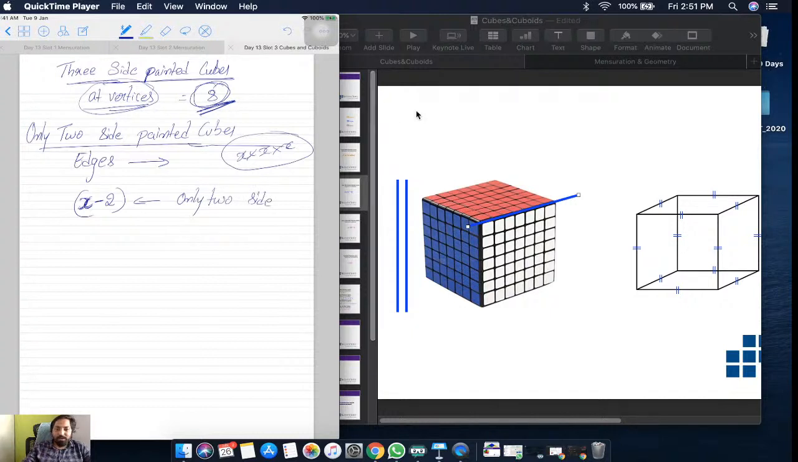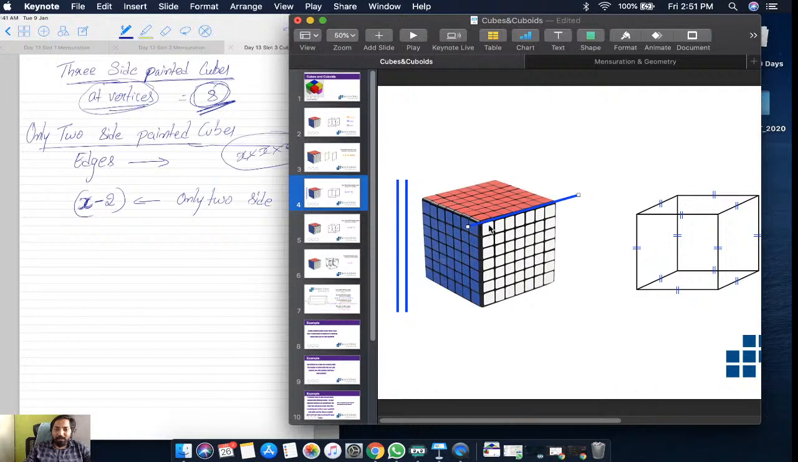Because this corner one and this corner one are not two side painted, they are three side painted. I should not consider the three side painted cubes. I should only consider everything other than these two. So x minus 2, everything other than those two.